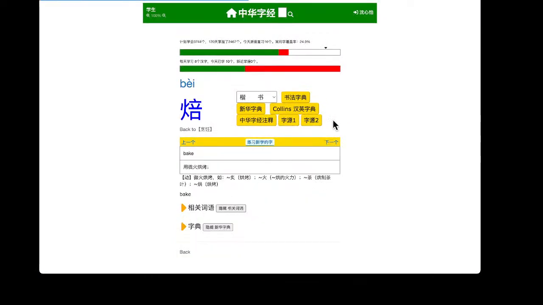Next one, 焙, bei. Bei is bake. You bake by giving heat, and usually it's low heat. Bake is not very intense, but it's a constant low heat. In English, it's bake. In Chinese, they bake a lot of stuff, like even tea. They bake tea.